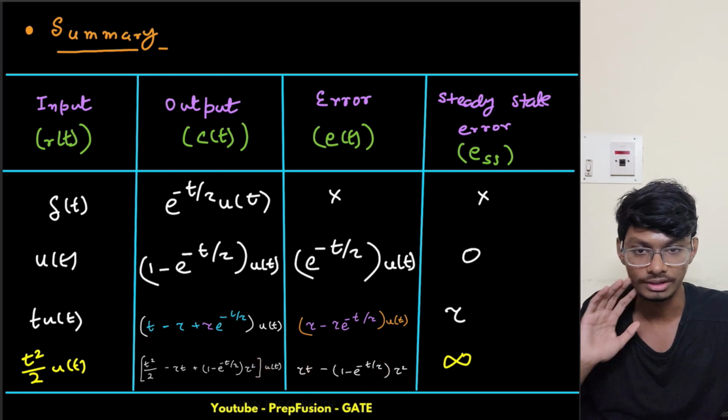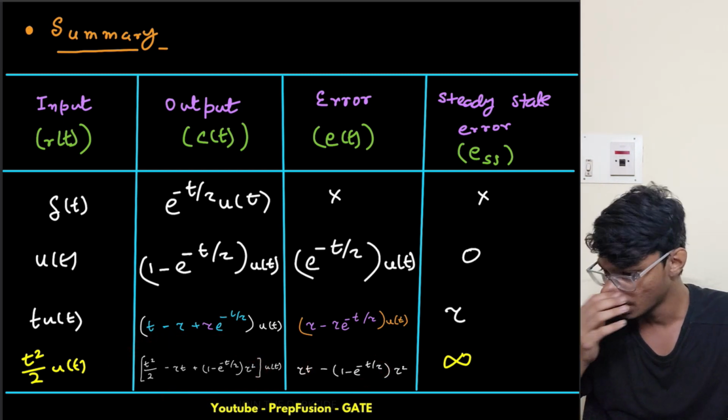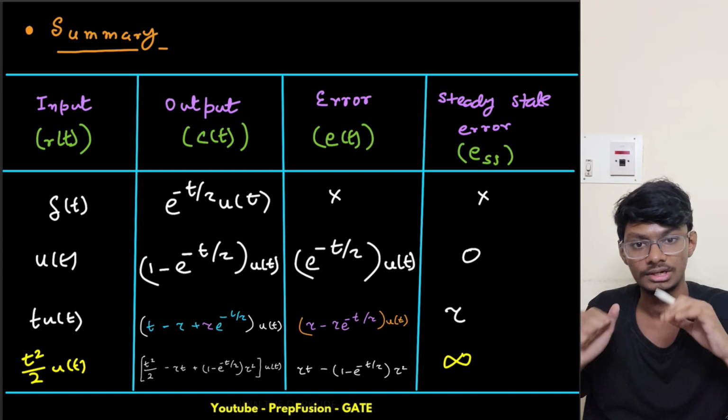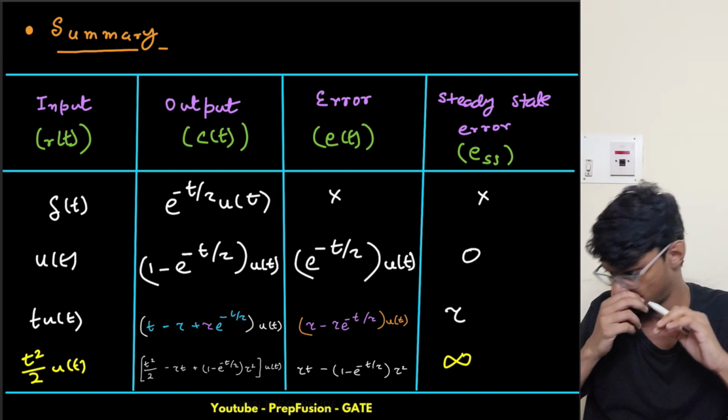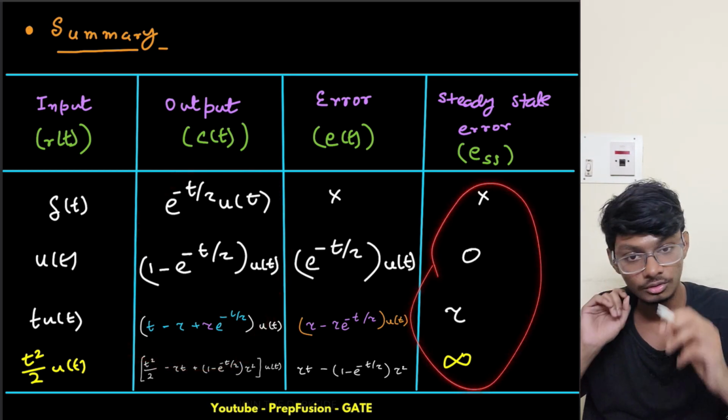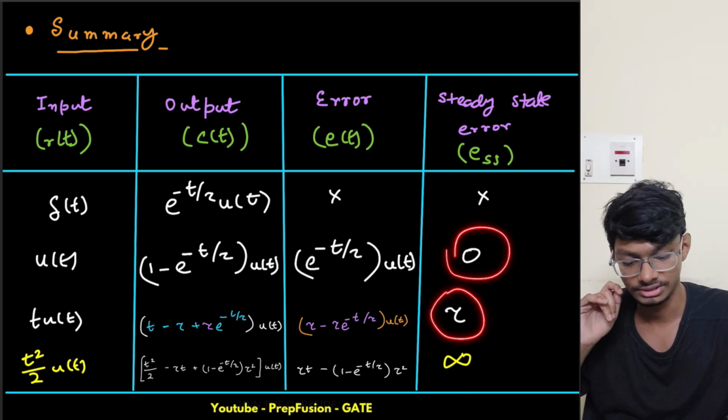Expressions I'm not that bothered about, because this doesn't come in the exam. This is just for the derivation part and for understanding. You have to derive it by yourself using Laplace and all those things. So the expressions are not that important, but these are important to keep in mind. What is the error here? What is the error here?